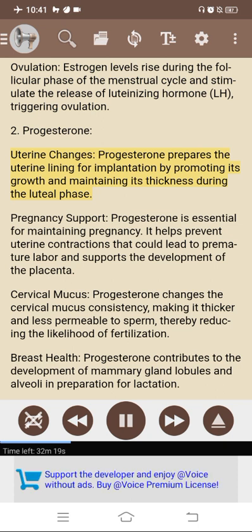Uterine changes. Progesterone prepares the uterine lining for implantation by promoting its growth and maintaining its thickness during the luteal phase. Pregnancy support. Progesterone is essential for maintaining pregnancy. It helps prevent uterine contractions that could lead to premature labor and supports the development of the placenta. Cervical mucus. Progesterone changes the cervical mucus consistency, making it thicker and less permeable to sperm, thereby reducing the likelihood of fertilization. Breast health. Progesterone contributes to the development of mammary gland lobules.